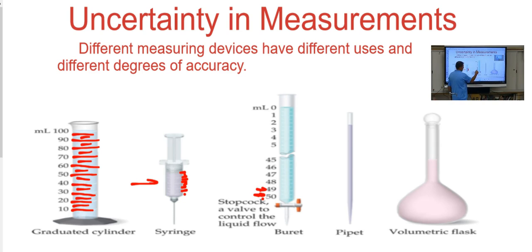I didn't even read that right. There might be marks in between, I can't tell. This pipette probably has a mark right there, and that's it. And this volumetric flask, these are mostly worthless. They are only good to measure one specific value.